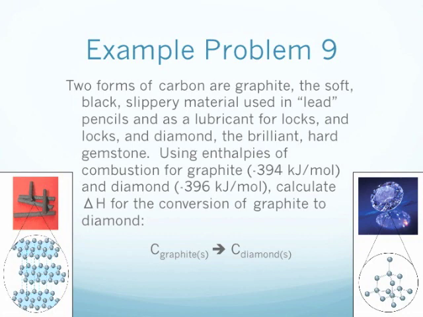Two forms of carbon are graphite, that soft, black, slippery material used in lead pencils and as a lubricant for locks, and diamond, the brilliant hard gemstone. Using enthalpies of combustion for graphite, negative 394 kilojoules per mole, and diamond, negative 396 kilojoules per mole, calculate the change in enthalpy for the conversion of graphite to diamond.